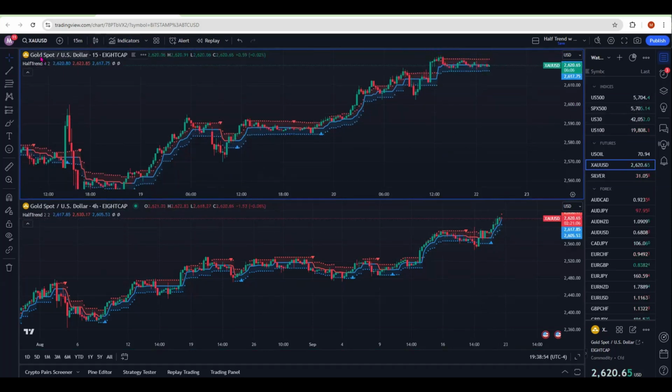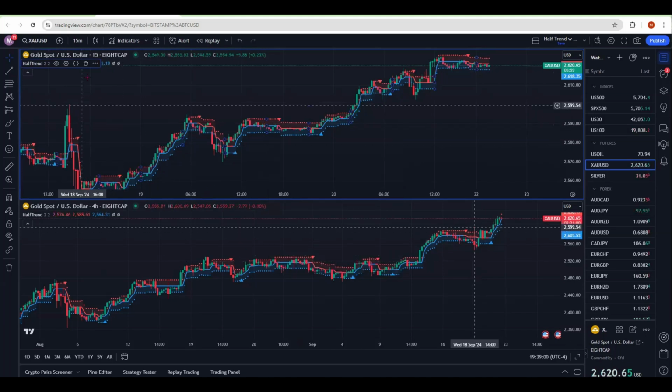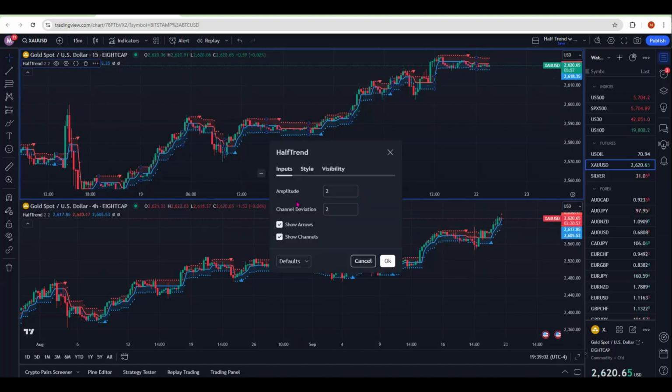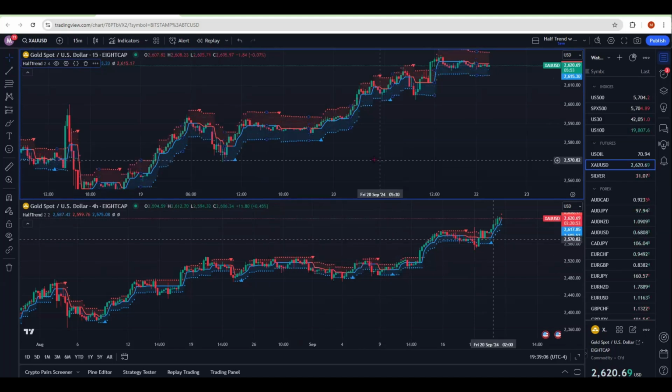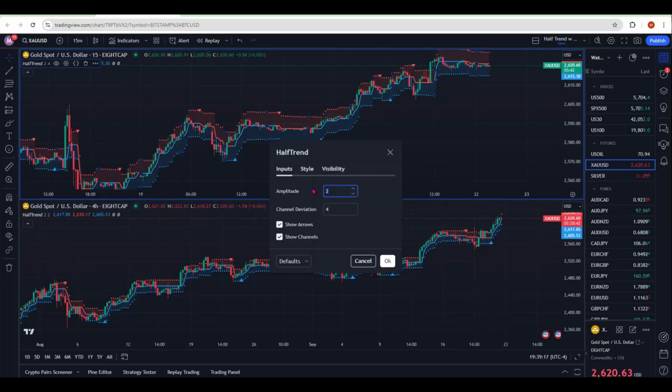In general, 2 and 2 is the base that you start with, and you can change it for whatever pair. If you change the channel deviation, that's going to be your ATR. Say if we change that to 4, what you'll notice is this gets wider, right? So it gives you more room on your ATR, and I'll show you how we use that. But for now, we're going to leave that at 2 and 2.